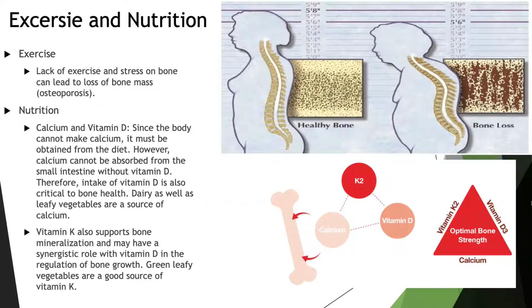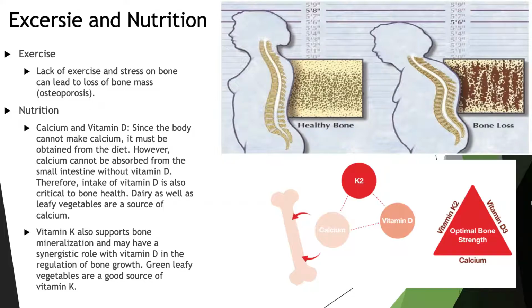So there are a few things that can affect your bone health. One of those is exercise, and a lack of exercise and stress on a bone can lead to a loss of bone mass. This is known as osteoporosis, and we'll talk more about this as we get to some of the bone conditions later on in this unit.